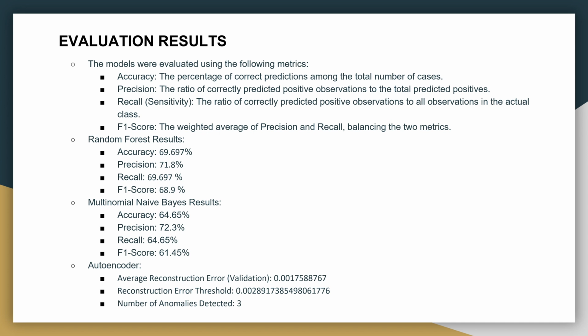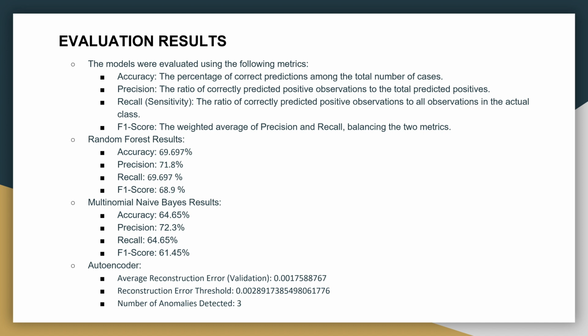For the evaluation results, we evaluated the models using standard metrics such as accuracy, precision, recall, and F1 score. The random forest model achieved an accuracy of 69.7% with a precision of 71.8%, recall of 69.7%, and F1 score of 68.9%. The multinomial naive Bayes model had an accuracy of 61.65%, precision of 72.3%, recall of 64.65%, and an F1 score of 61.45%.